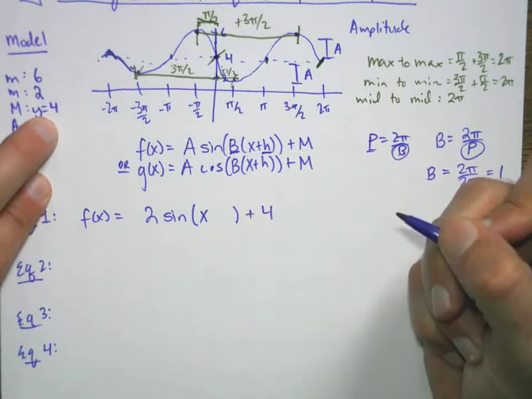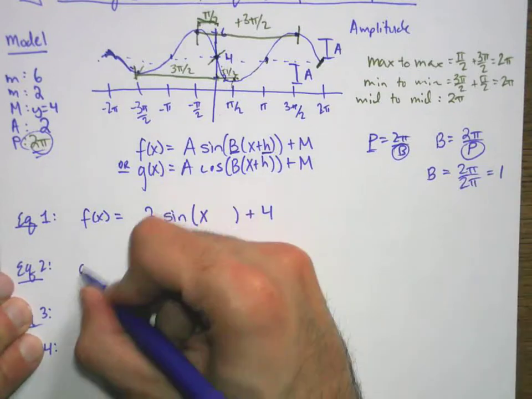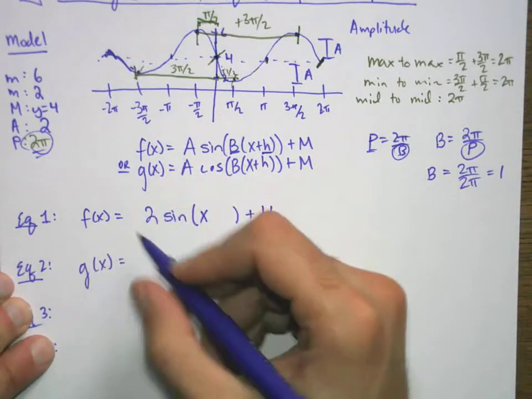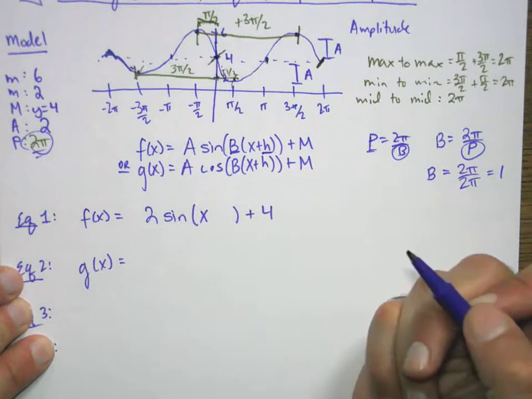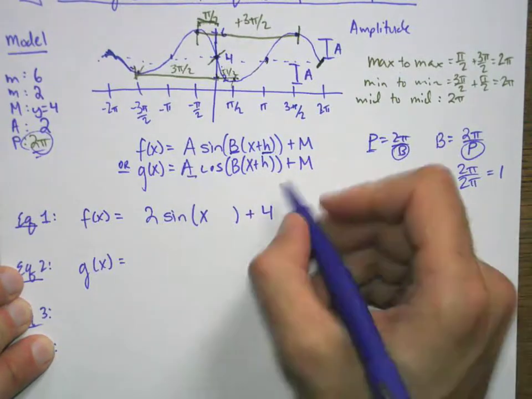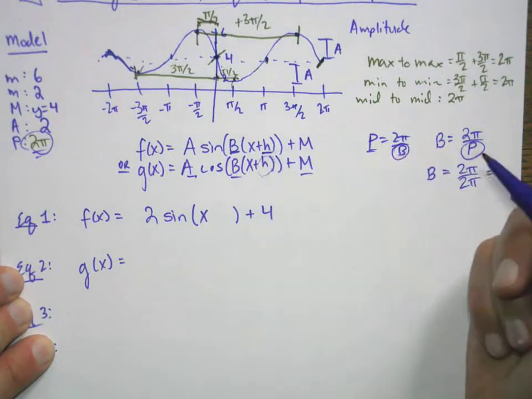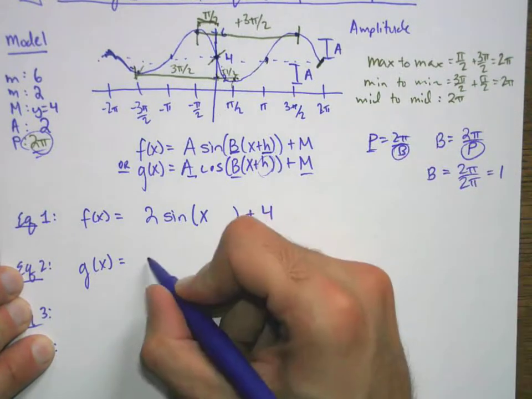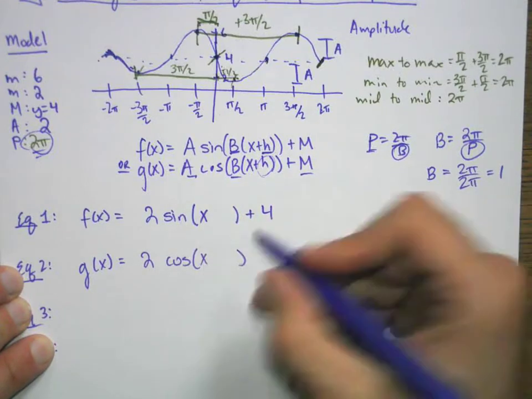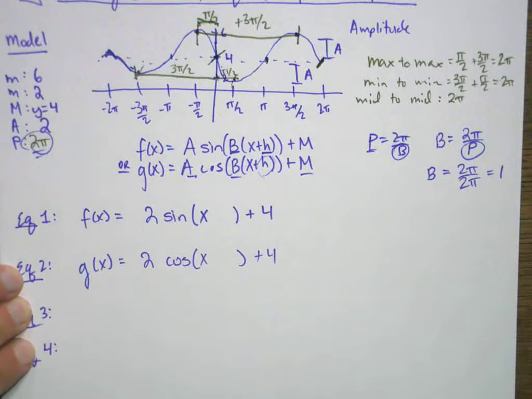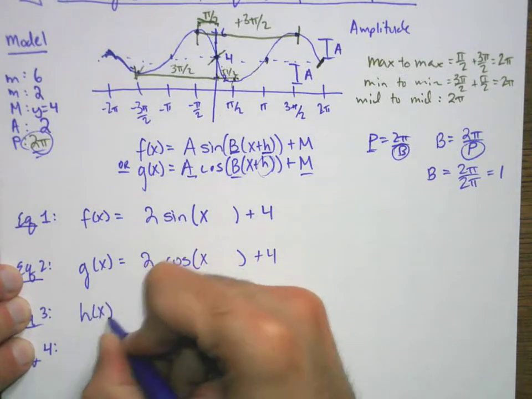Now, look at this. I can do the same thing for g of x. If I'm going to say that's the cosine one, well, what's different? The a is the same, the m's the same, the b is the same. The only thing that changes is the h. So let's write that down too. 2 times cosine of x plus something, plus 4. And we'll say that h of x and i of x are almost the same.